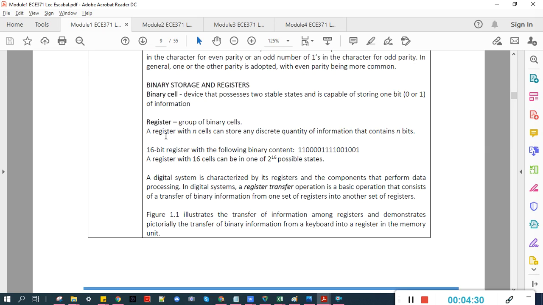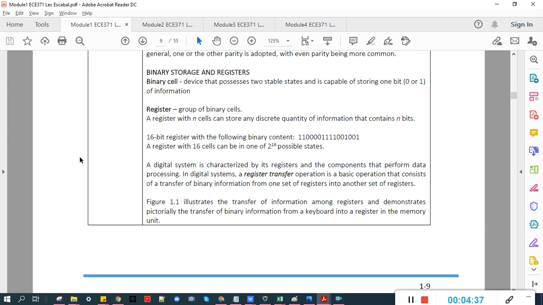A register with n cells can store any discrete quantity of information that contains n bits. Example, a 16-bit register with the following binary content. So here we have 16 bits. These 16 bits can be stored in a 16-bit register. A register with 16 cells can be in one of 2 to the 16 possible states. So how many possible states? We know that for each bit, there are two possible values, 0 or 1. So 2 to the 16.